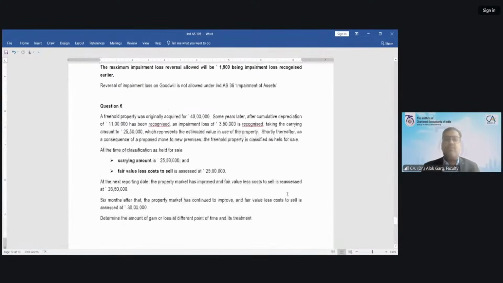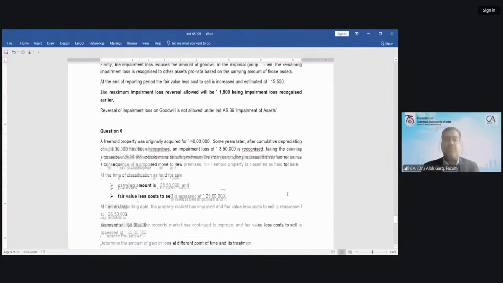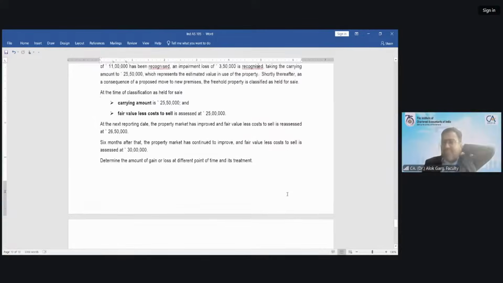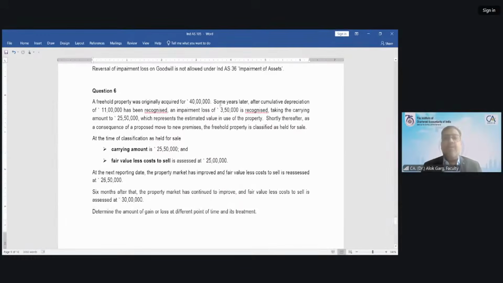So friends, this was question number 5. Let's move to question number 6. What is question number 6? A freehold property was originally acquired for 40 lakh rupees. Freehold property, Ind AS 16. Some years later, after cumulative depreciation of 11 lakh has been recognized, an impairment loss of 350 is recognized, taking the carrying amount to 25 lakh 50,000, which represents the estimated value in use of the property.